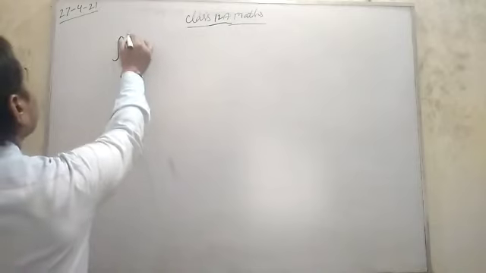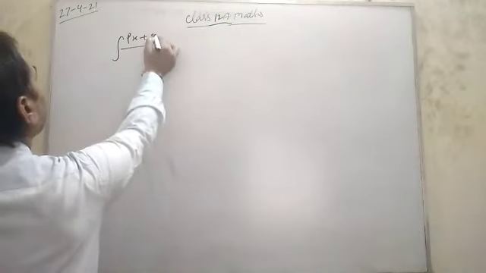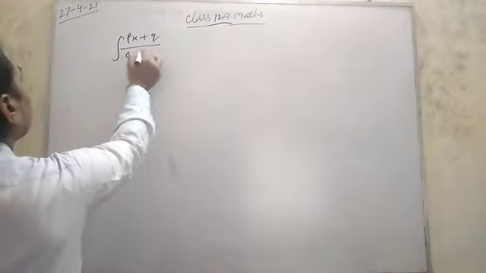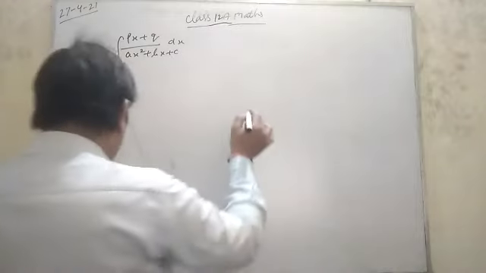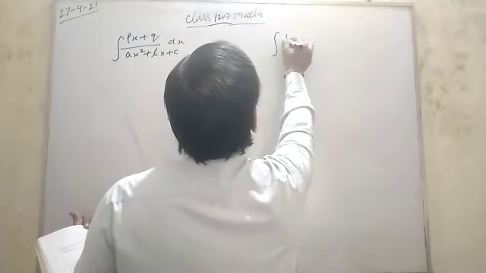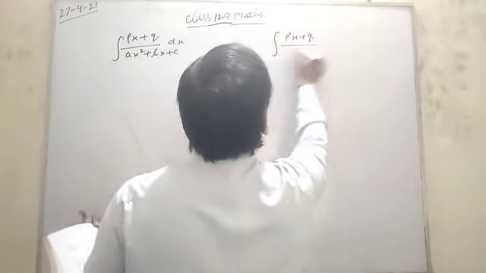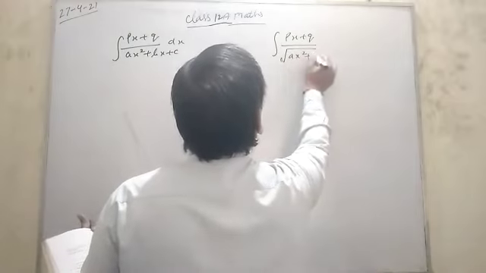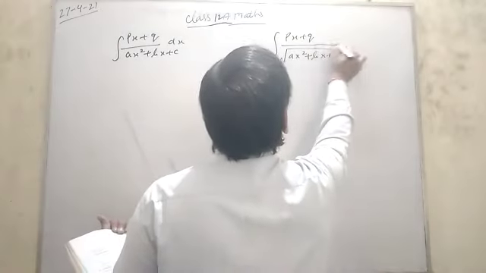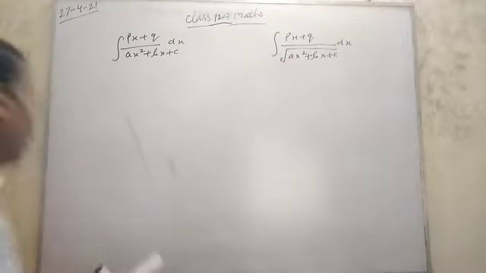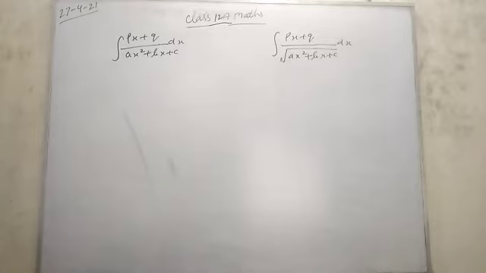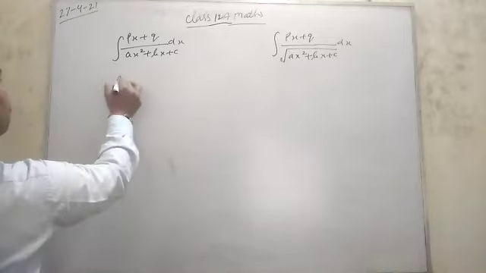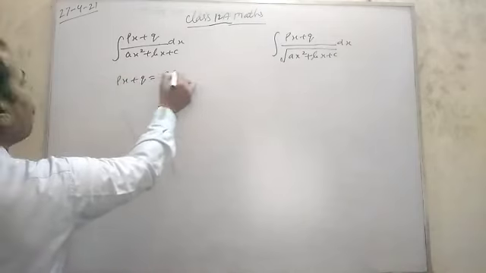So, find the integral of this type: (px plus q) upon (ax square plus bx plus c) dx. And the second type: (px plus q) upon under root (ax square plus bx plus c). If this type of integral is given anywhere, what will we do? In that, we will convert px plus q in this form.